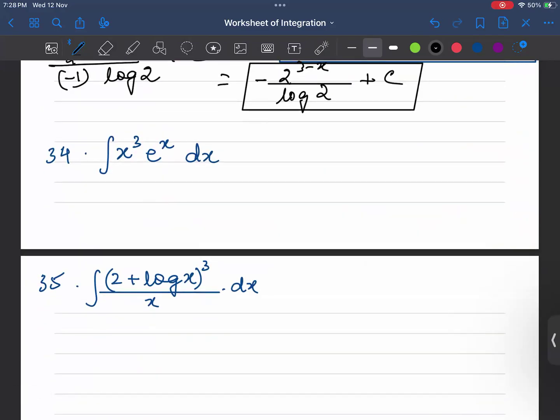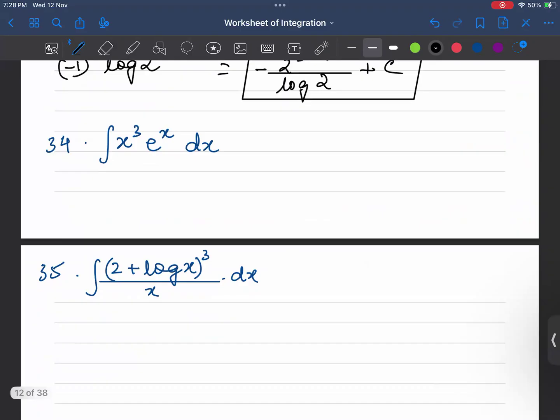Now, come to the next question of the similar type. But in this, what we will see is x cube and e power x. I think there is some mistake. Let me correct the question. It is x cube e to the power x power 4. Yeah, this is the question.